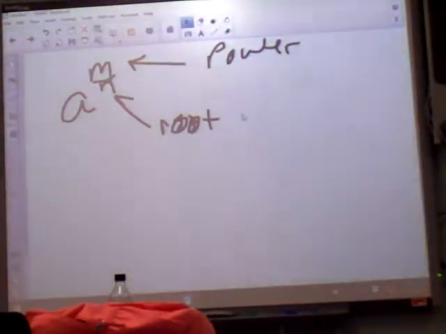So we can simplify some of these. We're just going to work our way up through the different types of problems. We can simplify some of these really simply. Everybody got what we needed there? Power over root. Everybody got that?